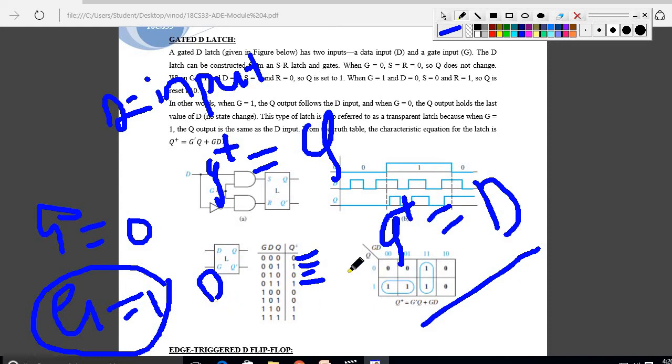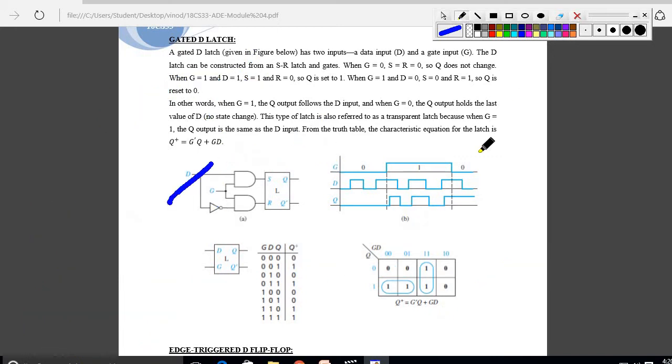That is the difference in how to write when G is 0 and when G is 1. So the timing diagram, you have to write according to the truth table. This is the block diagram of this gated D latch. It is just a construction from the SR latch. You know the concept of the SR latch.